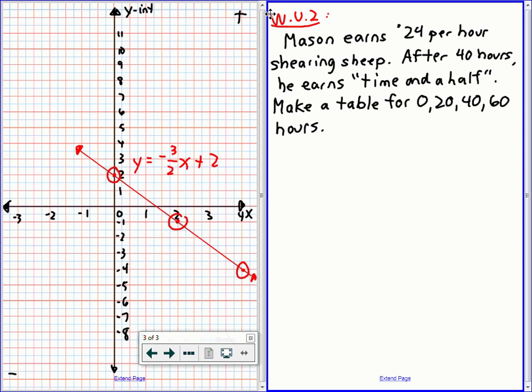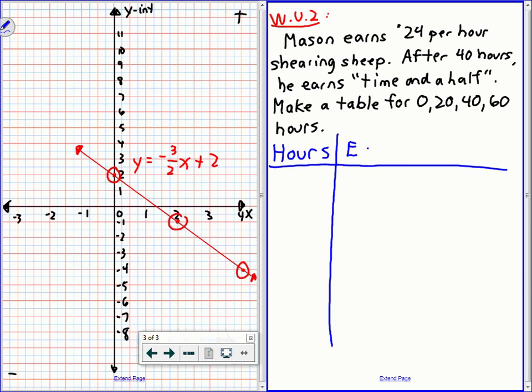Now, remember how the table went? Hold on, please. Our table went hours were here, and our earnings were here. So our hours went 0, 20, 40, 60. And then earnings went from there. Okay. So I'm going to help out Mason. Everyone else can get started on this.